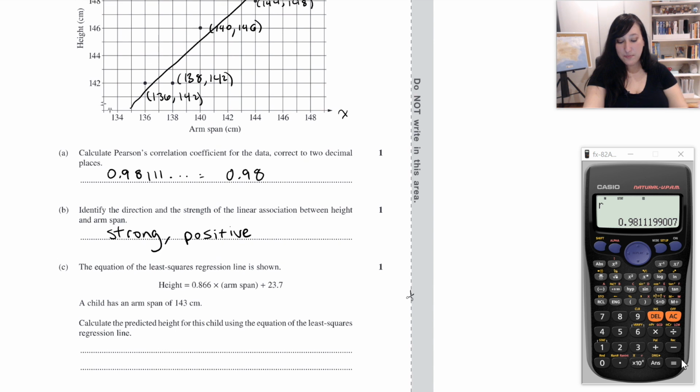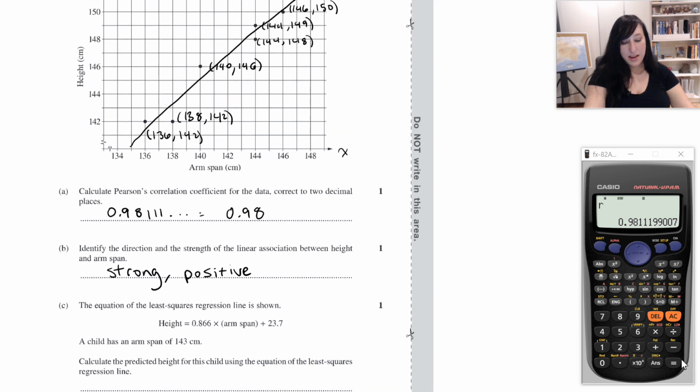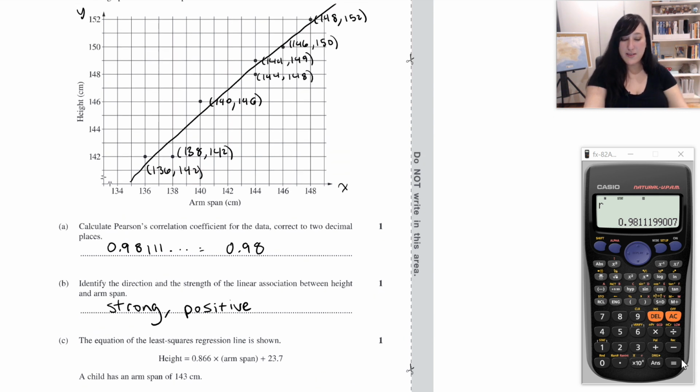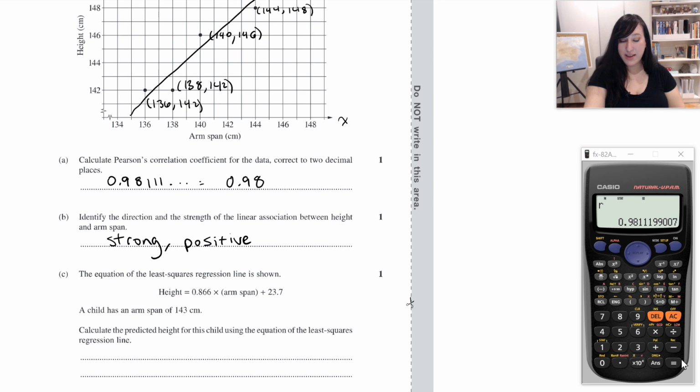Now part C says, the equation of the least squares regression line is shown. A child has an arm span of 143 centimeters. Calculate the predicted height for this child using the equation of the least squares regression line. So the least squares regression line is related to the line that I drew, which we might call the line of best fit, but it's been mathematically generated to be the best fitting line for that data. So we're going to just use the equation they're giving us, not the one that we might have drawn. And we're going to predict the height for a child with an arm span of 143 centimeters. Arm span goes in this spot in the formula, so we just need to plug it in there.